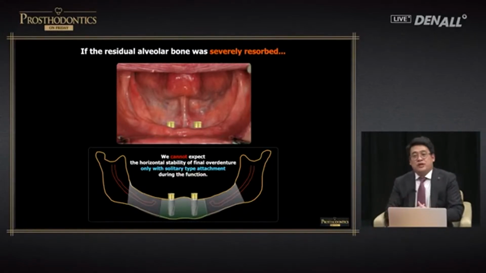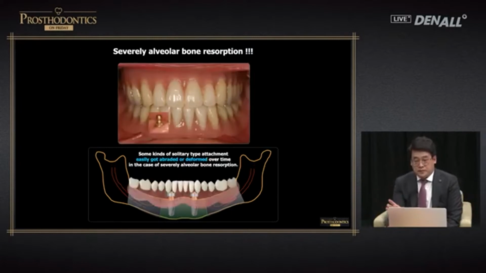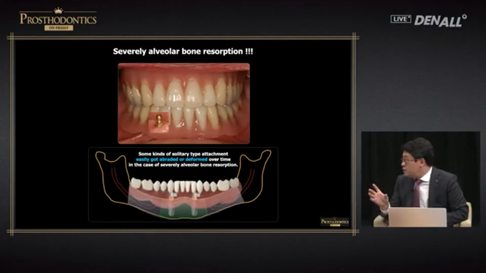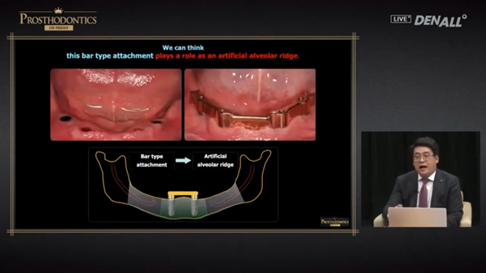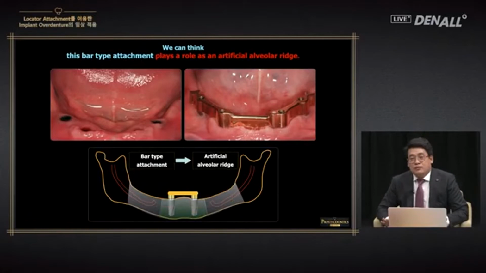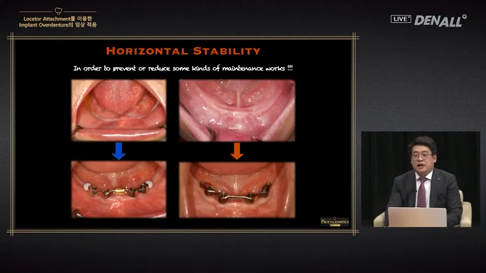During function, it moves sideways, and this leads to abrasion and deformation of the attachment, as well as wear. And this occurs significantly. It moves like this. I believe there should be a considerable amount of alveolar bone to apply this. The reason why we use the bar type is to create an artificial alveolar ridge. That's the way you should approach it. By doing this, you can get horizontal stability of the final denture.